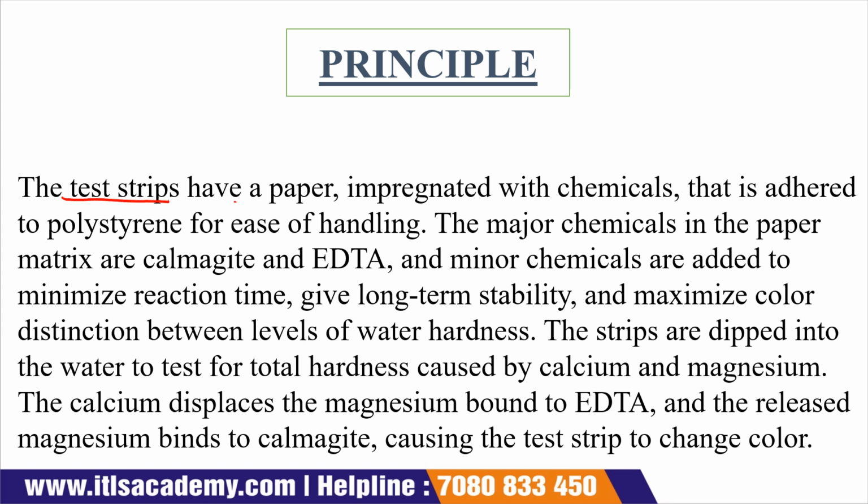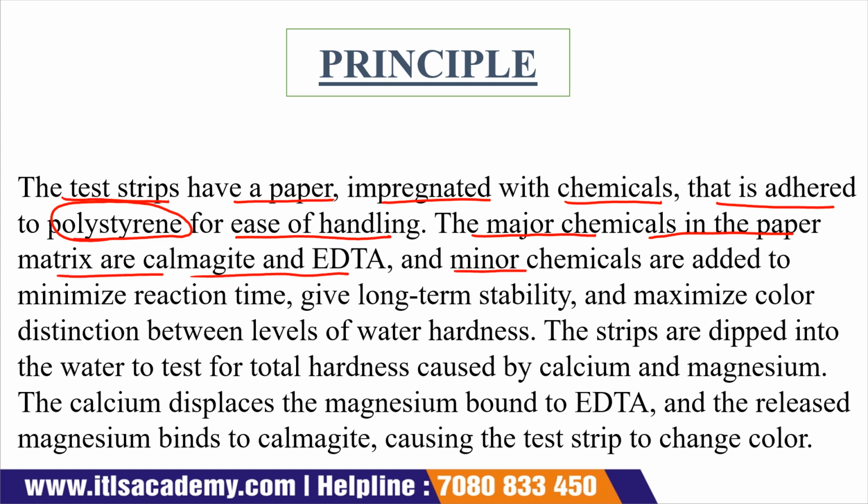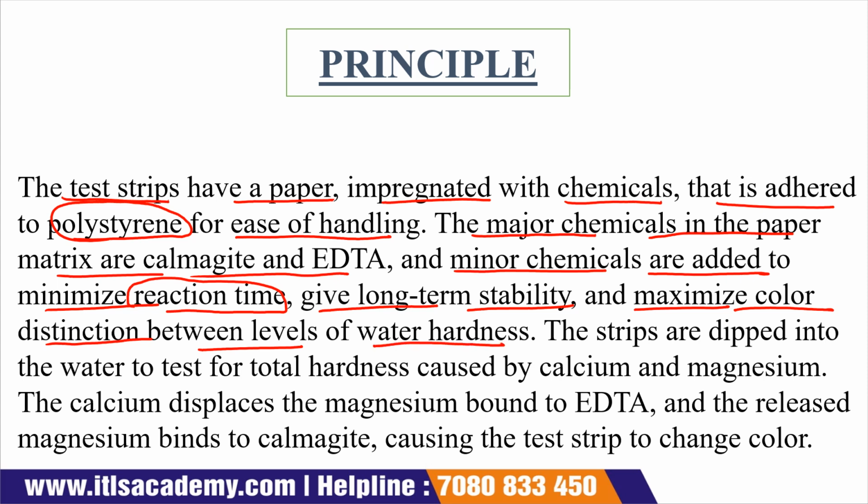The test strip has a paper impregnated with a chemical that is adhered to a polystyrene for ease of handling. The major chemicals in the paper matrix are calmagite and EDTA, and minor chemicals are added to minimize the reaction time. Why do we add these minor chemicals? So that the reaction time is minimized, they give long-term stability, and also maximize the color distinction between the levels of water hardness.